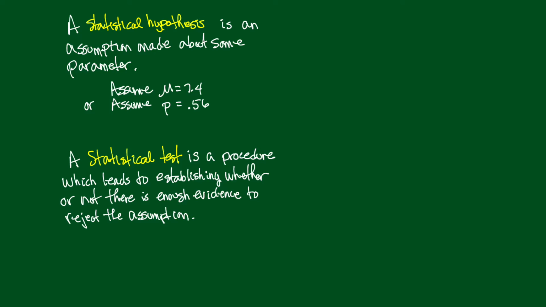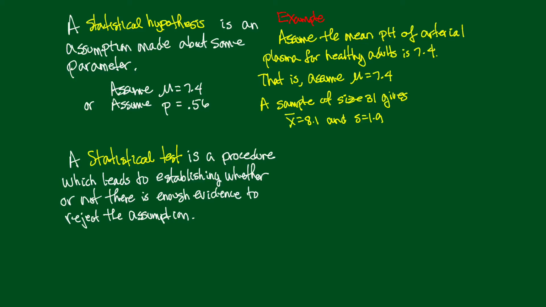So a statistical hypothesis is an assumption made about some parameter. For example, we might assume that the mean is 7.4, and then we're going to apply a statistical test to see if there's enough evidence to reject that assumption. Here's an example of what we mean. Based on the other example that we just had, assume that the mean pH of arterial plasma for healthy adults is 7.4. That is, assume that mu equals 7.4.